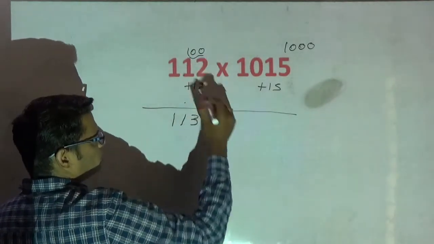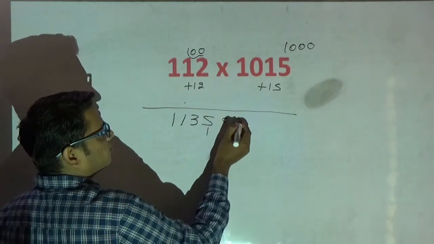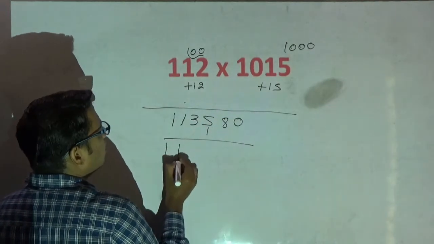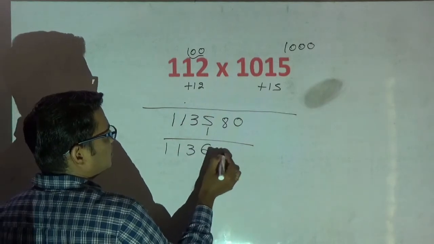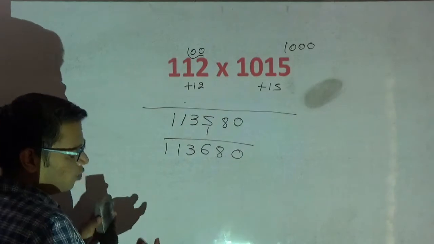But under that only 20. 180 is 3 digit, therefore the 3rd digit is carried. So write this. The answer for this example is 113680. Hope you have understood.